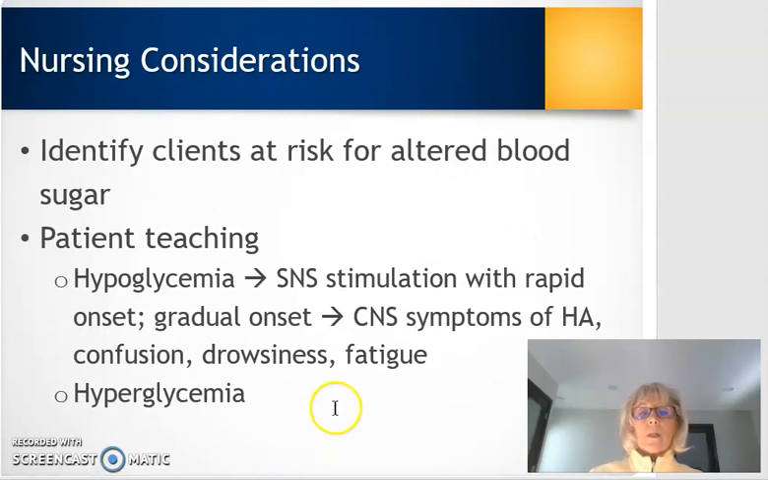So some nursing considerations. Remember, we need to identify patients that are high risk for altered blood sugars, and those are patients who have taken their insulin and have not eaten. Patients who have been working out a lot and not eating are going to be at risk for altered blood sugar, so they're going to have problems with hypoglycemia. Think about those symptoms: rapid sympathetic nervous system stimulation. I think many of you might have become hypoglycemic and felt really lousy. You're sweaty, you need to eat, you get crabby, and these are some of the key signs that we might have when we are hypoglycemic.